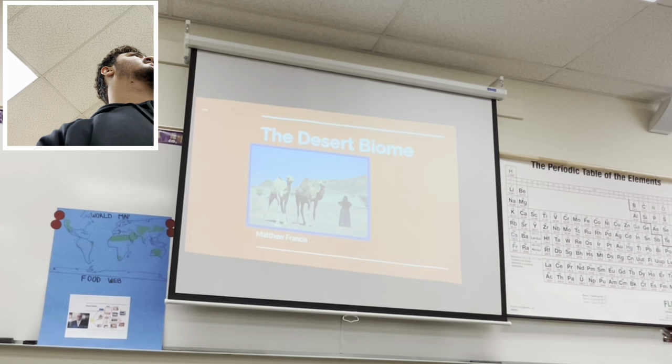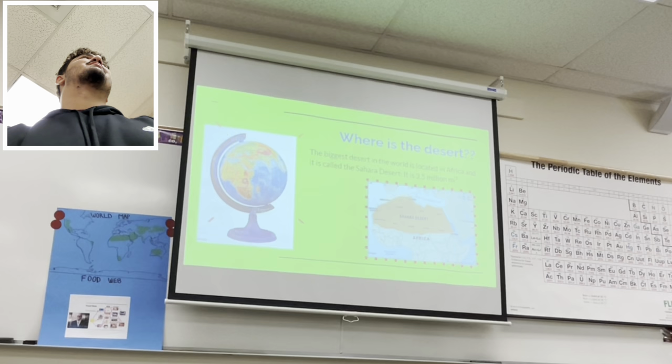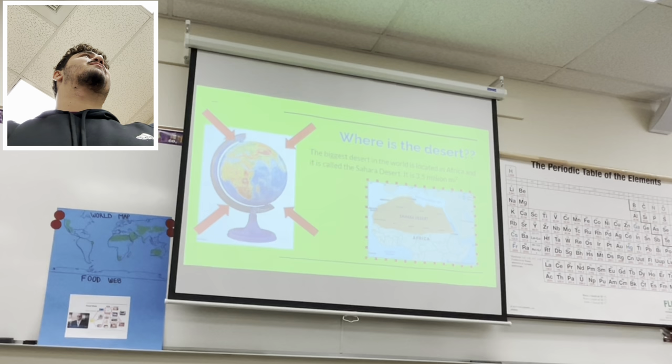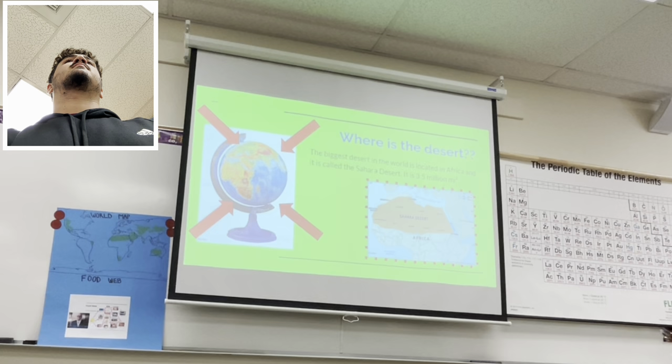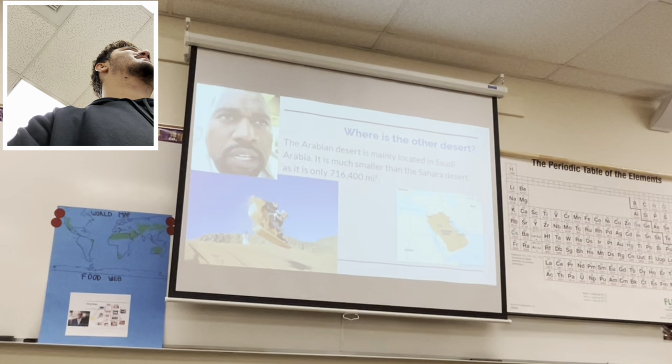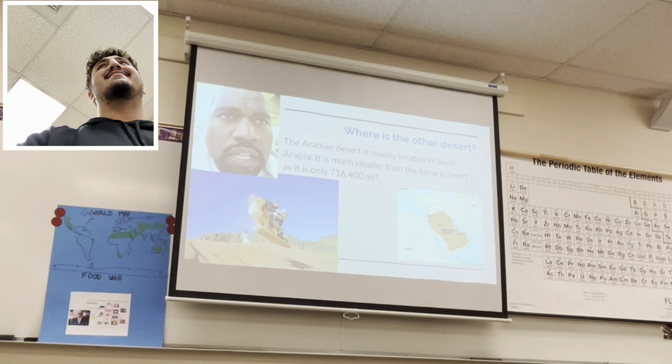All right, so where is the desert? The biggest desert in the world is located in Africa, and it is called the Sahara Desert. It is 3.5 million miles squared. Where is the other desert? The Arabian Desert is mainly located in Saudi Arabia. It is much smaller than the Sahara Desert, as it is only 716,400 miles squared.